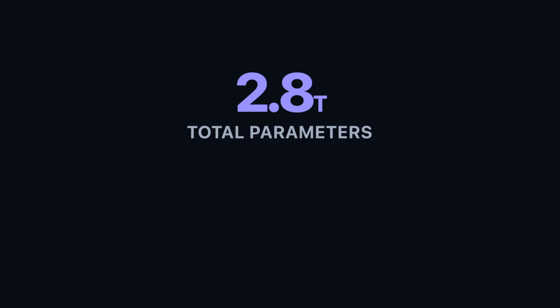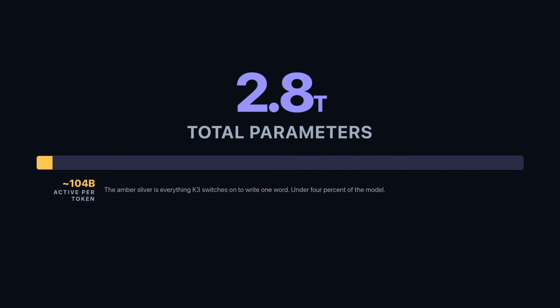Welcome to the video. Kimi K3 has around 2.8 trillion parameters. That sounds almost absurdly large. But here is the interesting part. For any given token, only about 104 billion of those parameters are switched on, that is under 4% of the model. So how can a model hold almost 3 trillion parameters without using all of them for every word it writes? That is where K3's architecture gets really interesting.